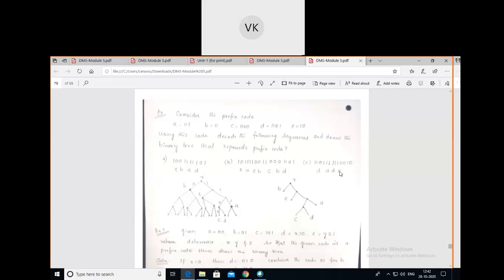I already told you how to decode it here. After decoding, we have got this message. After getting this message, we need to draw the binary tree for it. You have to draw only the structure of the binary tree. He has not given it here, but that is homework for you. You have to go through this concept, and keeping this as a base, you have to draw the binary tree for B and C here.